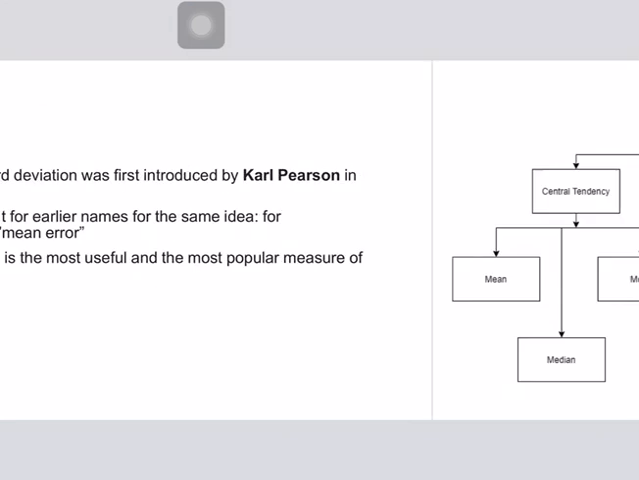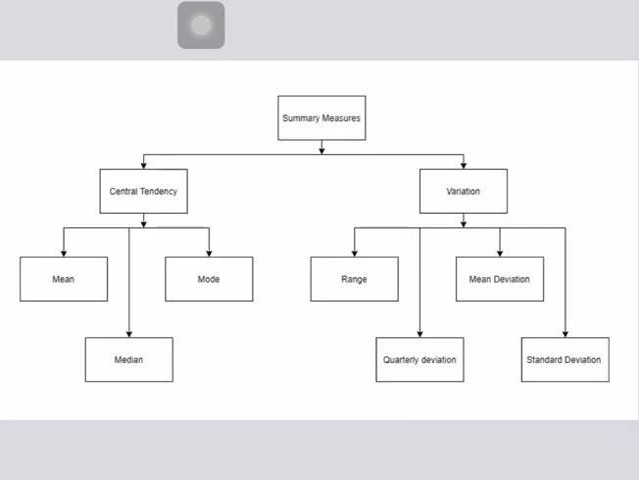Here we can see summary measures, which are classified into two parts. First is central tendency, second is variation, or you can say dispersion. We are not focusing right now on central tendency. We are just focused on standard deviation, which is a part of measures of dispersion. You can say variation.